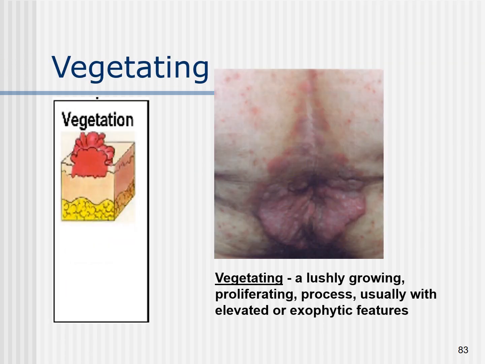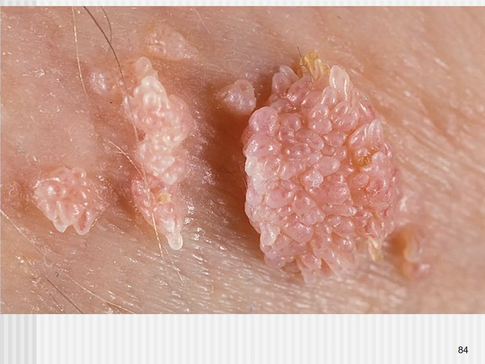Vegetation. Vegetating is a lushly growing, proliferating process, usually with elevated or exophytic features. Vegetation in many cases appears in the big folds and very often appears in the intergluteal cleft. This is vegetation too.